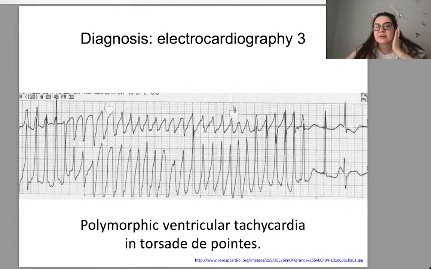Here we see another strip. It is an ECG of a real patient with polymorphic ventricular tachycardia in torsades de pointes. You see it like a sinusoid, and it is a picture of a patient with coronary insufficiency, and especially this patient was a patient with acute myocardial infarction.